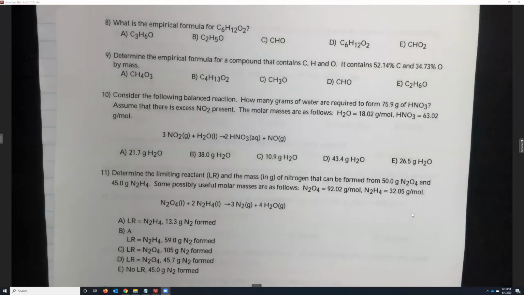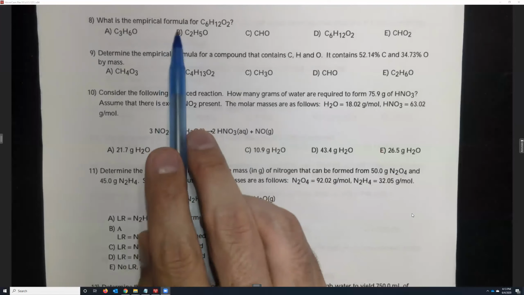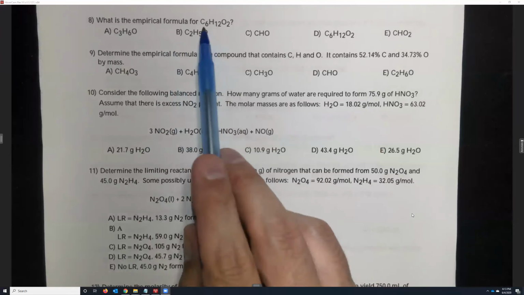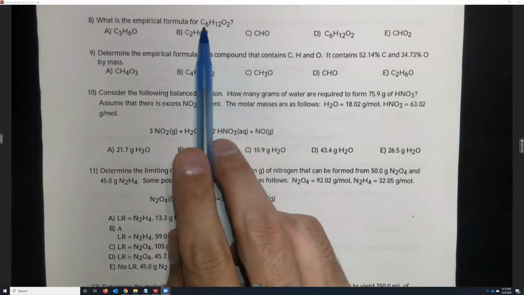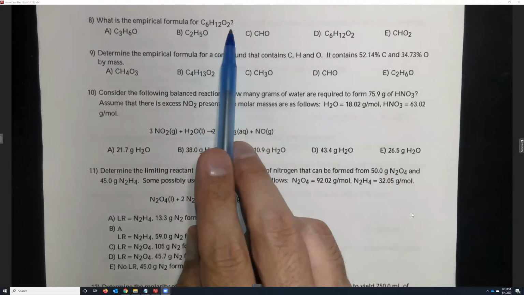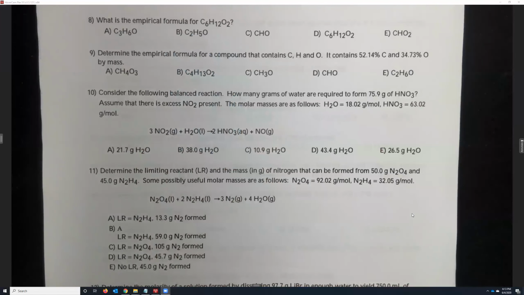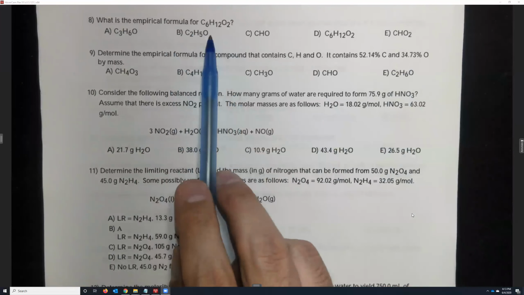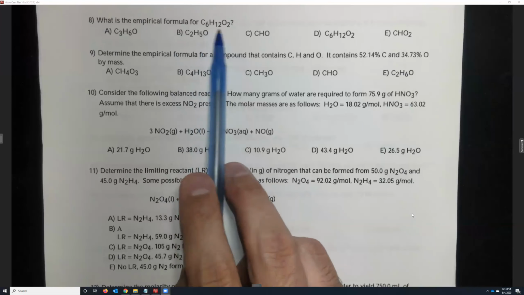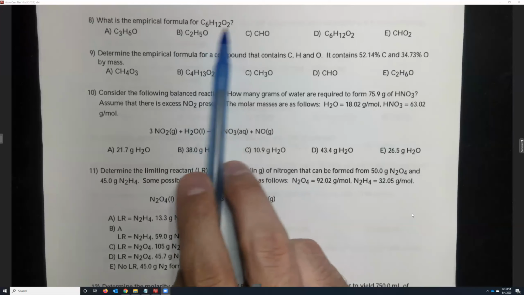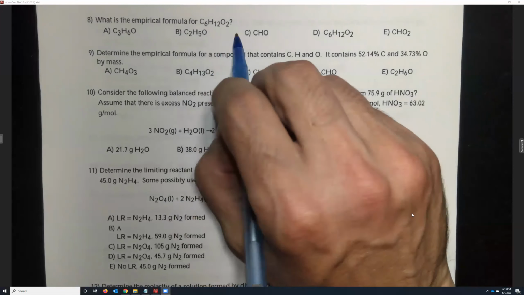Moving along. It says, what is the empirical formula for C6H12O2? Sorry. So here we need to find the common denominator. And this is wrong on the answer key, okay? The common denominator here is 2, all right? I thought it was glucose, C6H12O6. So the common denominator is 2.